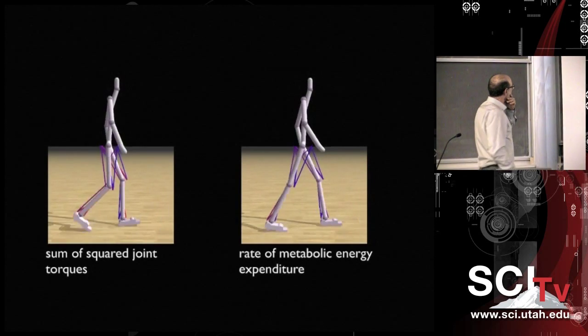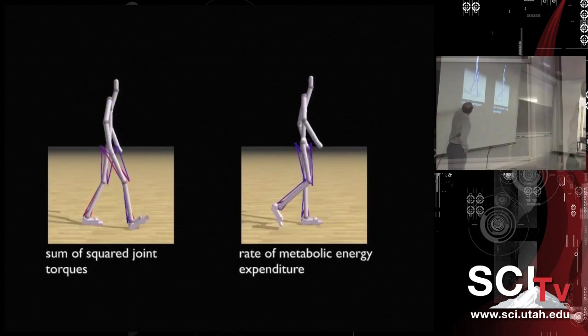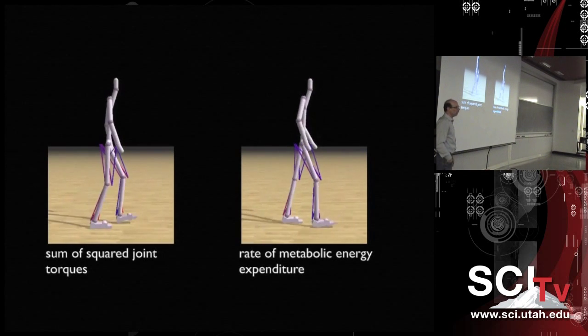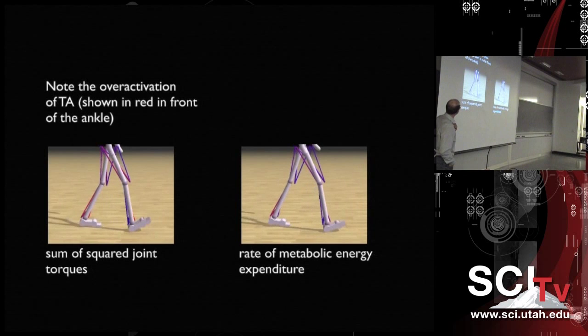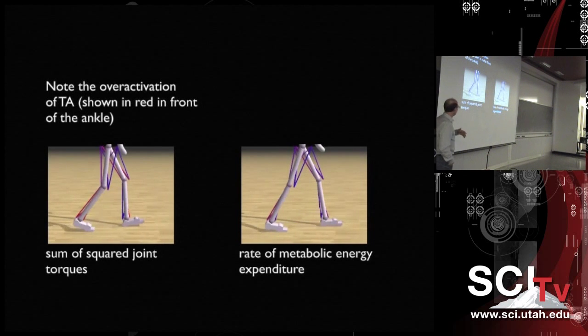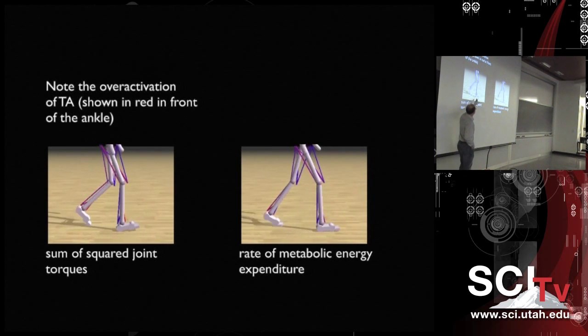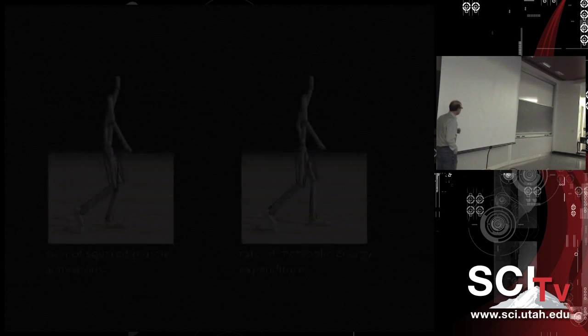Versus the determined walk on the right. So we tried different objective functions. A lot of people use the sum of squared torque, and you get this kind of crouch gait. Minimizing the sum of squared joint torque, which is commonly done in computer graphics, results in overactivation of many muscles. The tibialis anterior is one that's highlighted here.